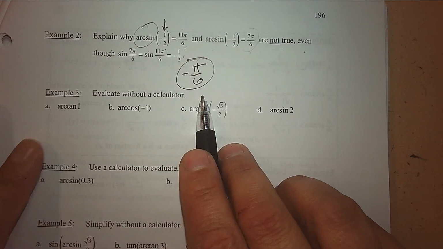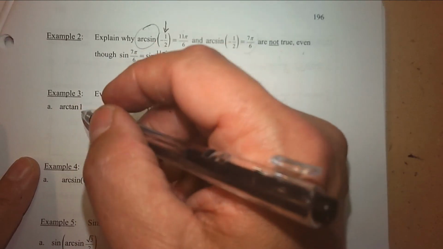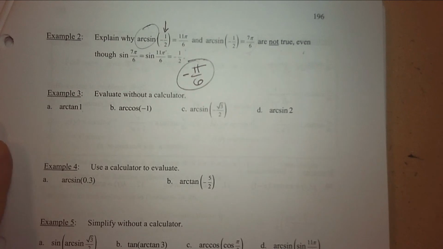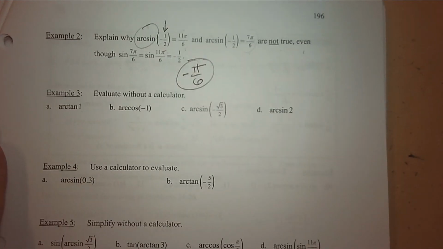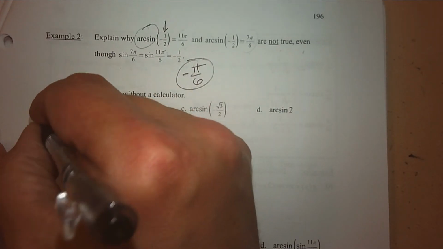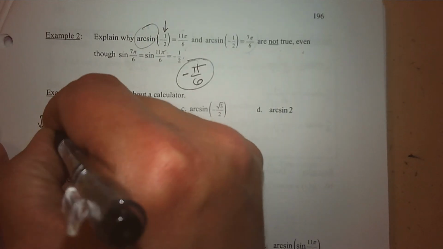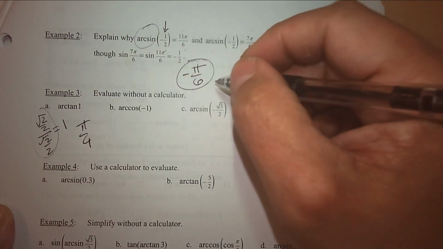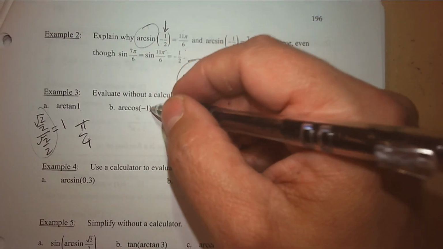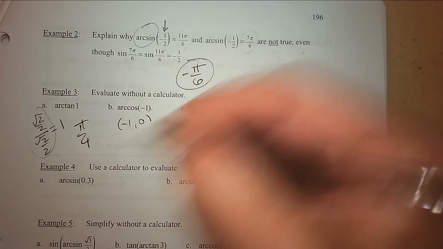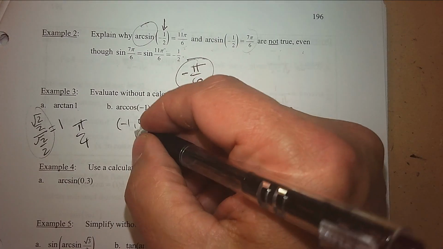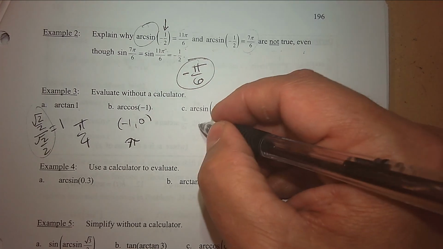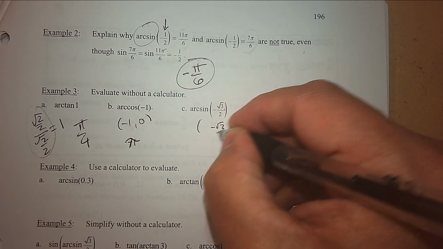Same thing here. Evaluate without a calculator. I'm just going to keep going. What angle is tangent positive 1? What angle would the value of tangent be positive 1? It's when root 2 divided by root 2 over 2, that's what equals 1. So what angle is that? Pi over 4. Where is arc cosine negative 1? So in other words, negative 1, 0. What angle is that? Pi. This one. Where is the y-coordinate negative root 3 over 2?